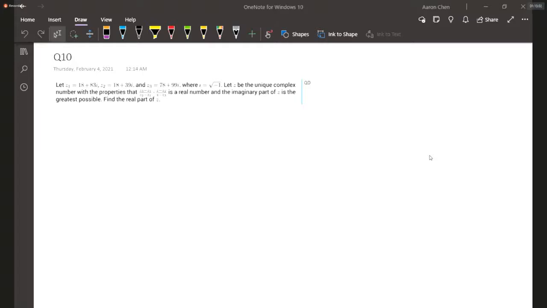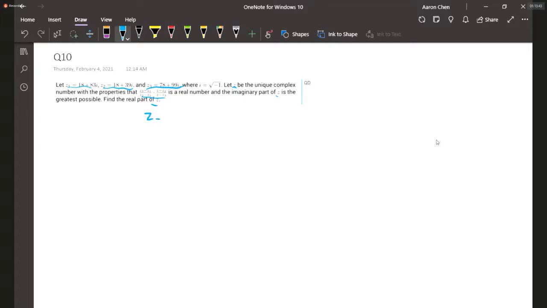All right. Third part of this problem now. You have that z1 is equal to 18 plus 83i, z2 is equal to 18 plus 39i, and z3 is equal to 78 plus 99i. Let z be the unique complex number such that (z3 minus z1) divided by (z2 minus z1) times (z minus z2) divided by (z minus z3) is real, and the imaginary part of z is maximized. We want to find the real part of z.